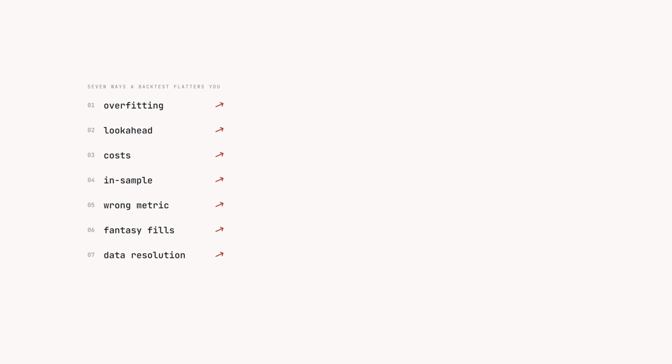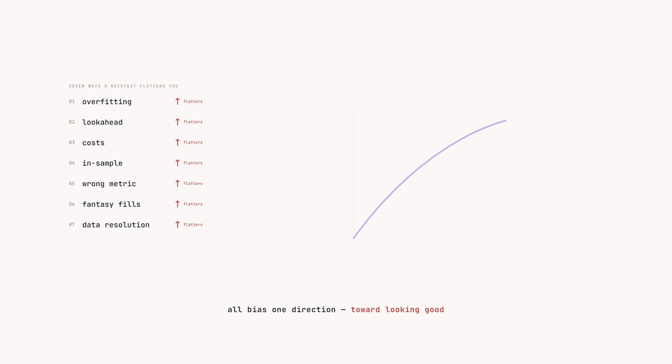Notice the pattern. Every one of these makes your backtest look better than reality, never worse. That's not bad luck, it's structural. A backtest is a story you tell yourself, and left unchecked, it tells a flattering one.